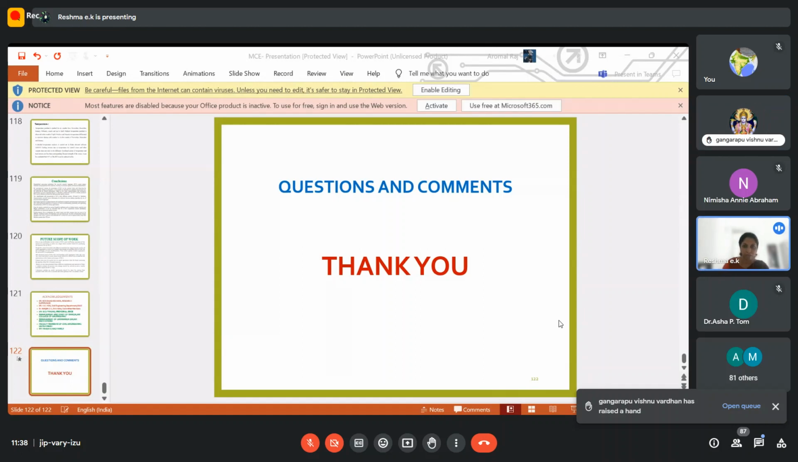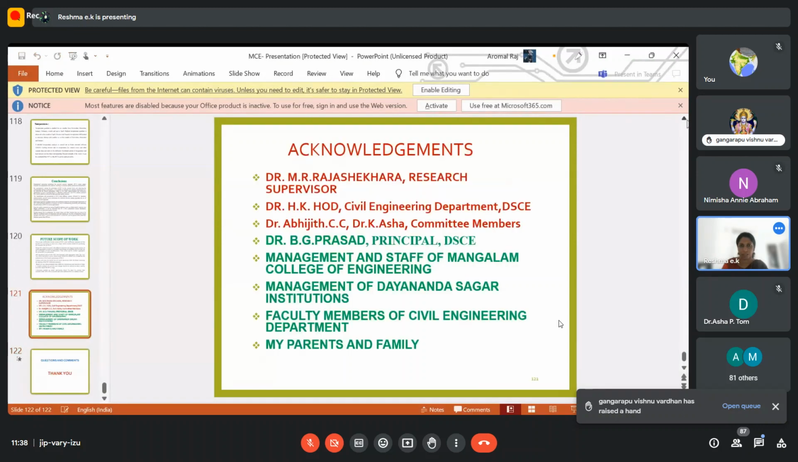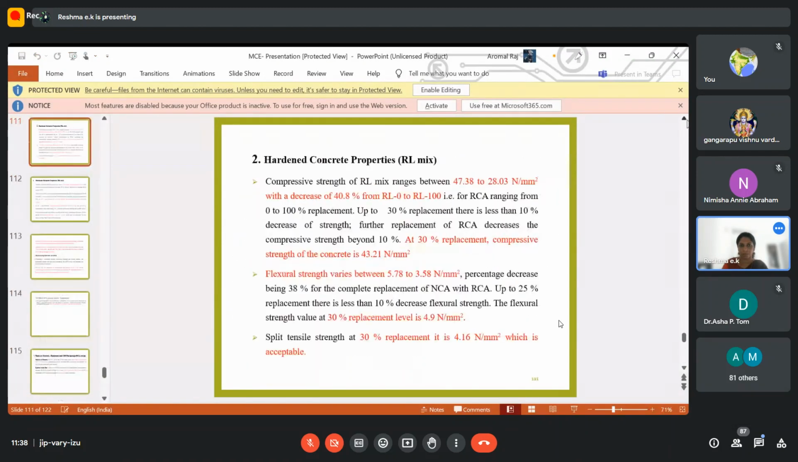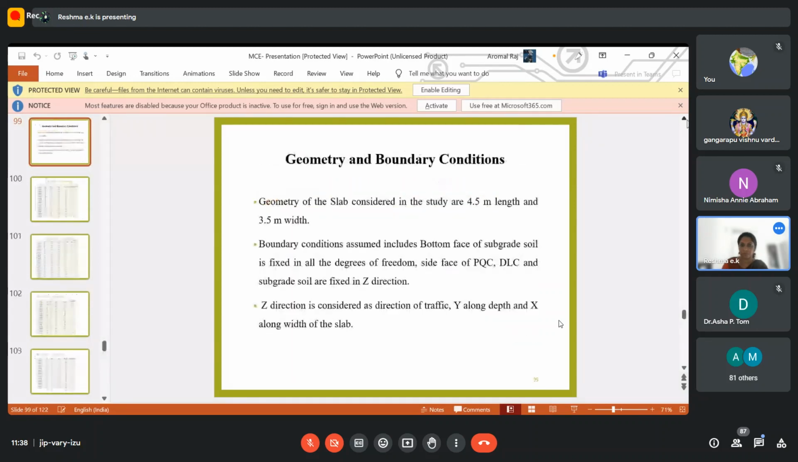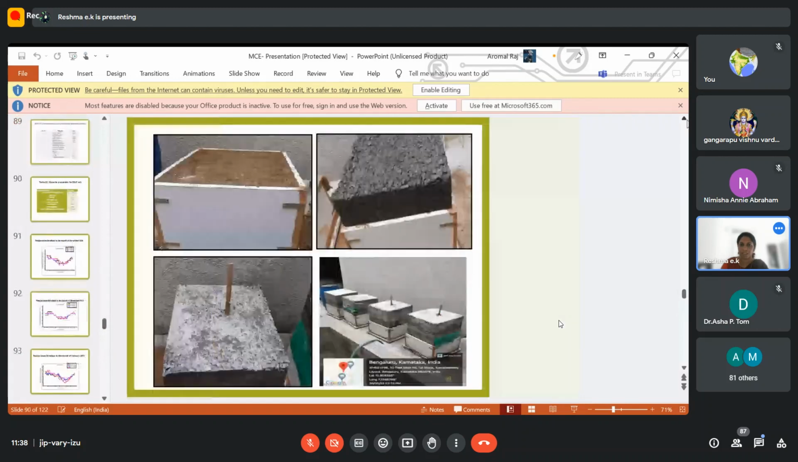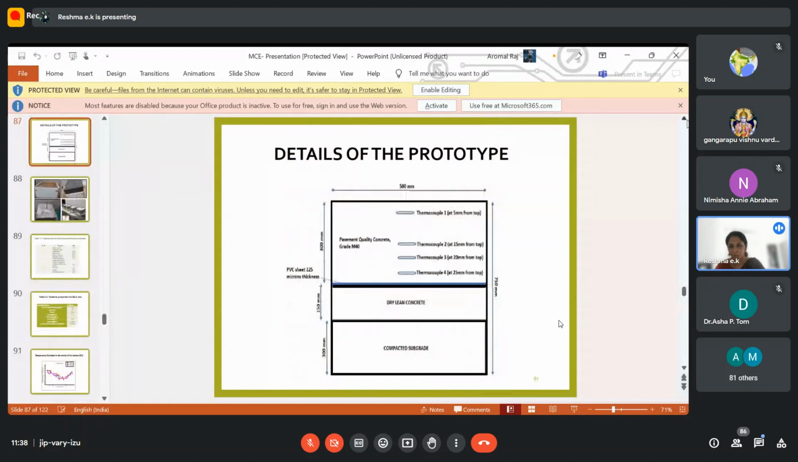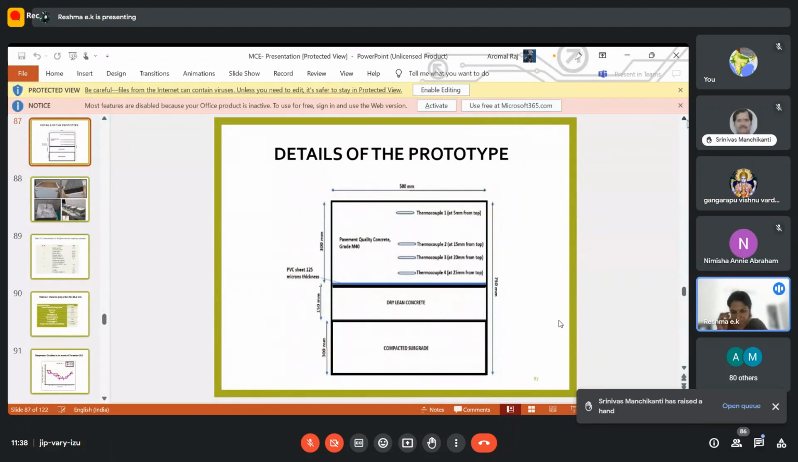Yeah, actually, I'll just show you my slides. Whatever model I have done, I'll show you, sir. Sir, this was my model. 500 mm length and width is 500 mm only. You're able to listen to me, sir? Yes, madam. Sir, this is what I have done, the model studies.